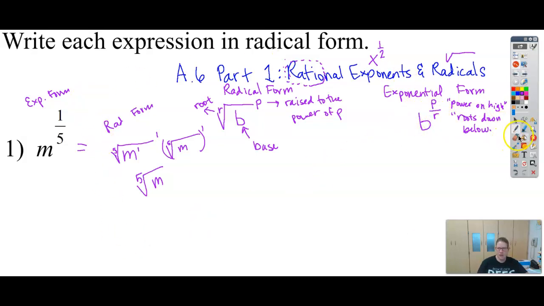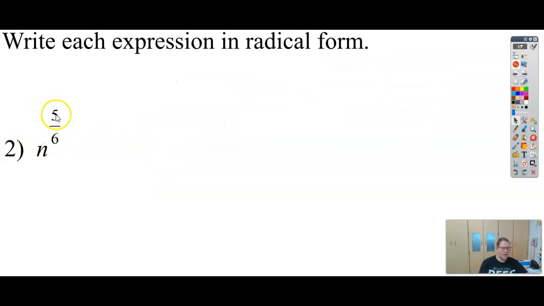Okay, so let's look at another example. Here we have n raised to the power of 5 divided by 6. So this means n is being raised to the fifth power and we're taking the sixth root. If we put this in radical form, I'm going to have n down below, I'm going to have 6 here in the little v, and then I'm going to have 5 up here. That is going to be the exact same expression. They're completely equal to each other, just two different ways to write the same thing.